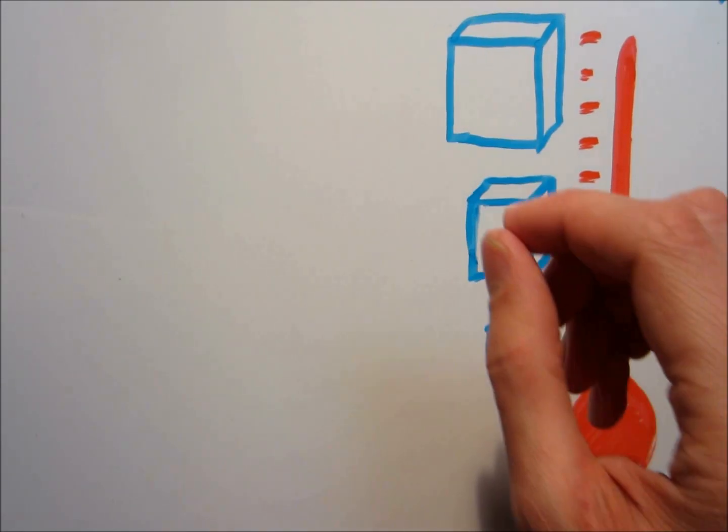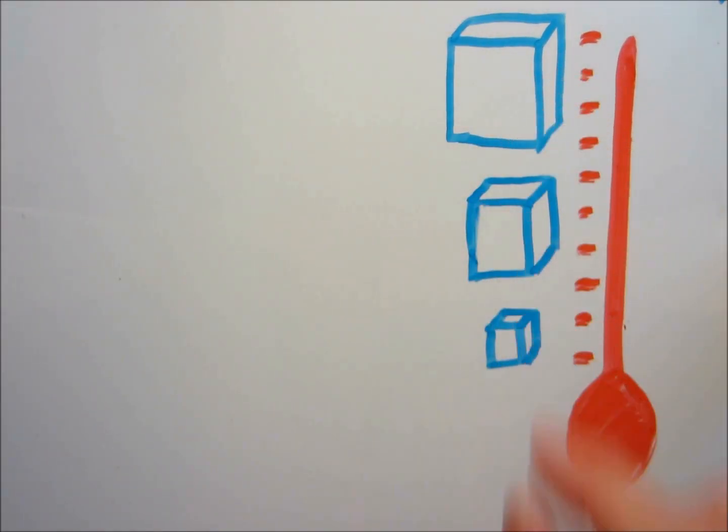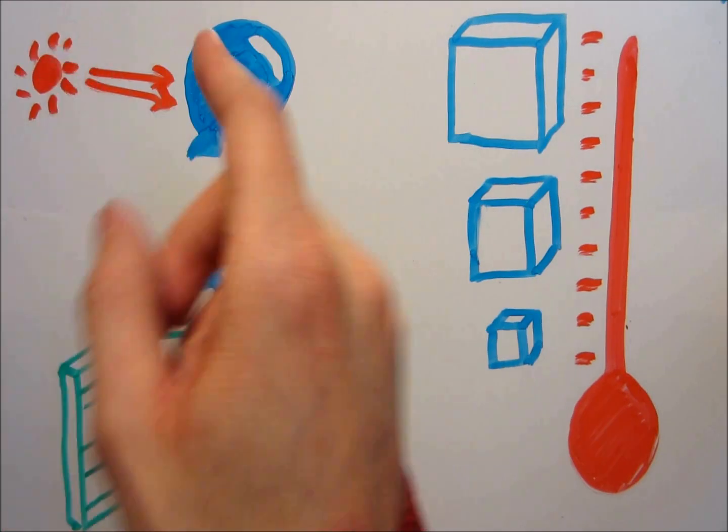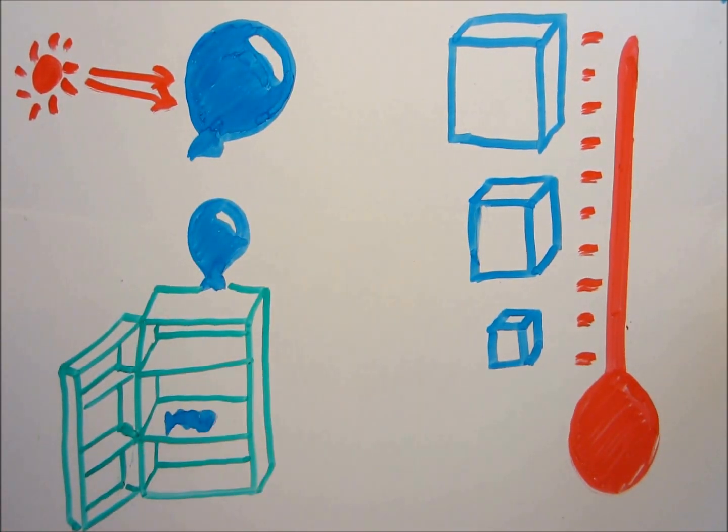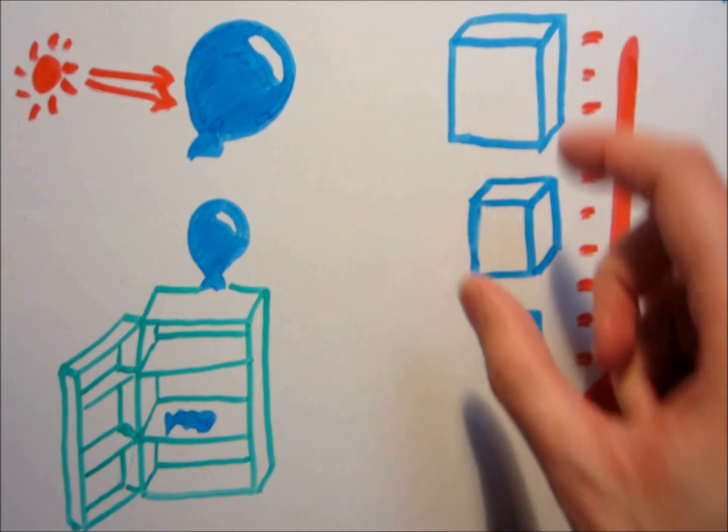Most people know that gases expand when heated and contract when cooled. If you've ever left a balloon out in the sun or put it in your fridge for a while, you'll have experienced this firsthand. But why does this happen? Why is there a relationship between temperature and volume?